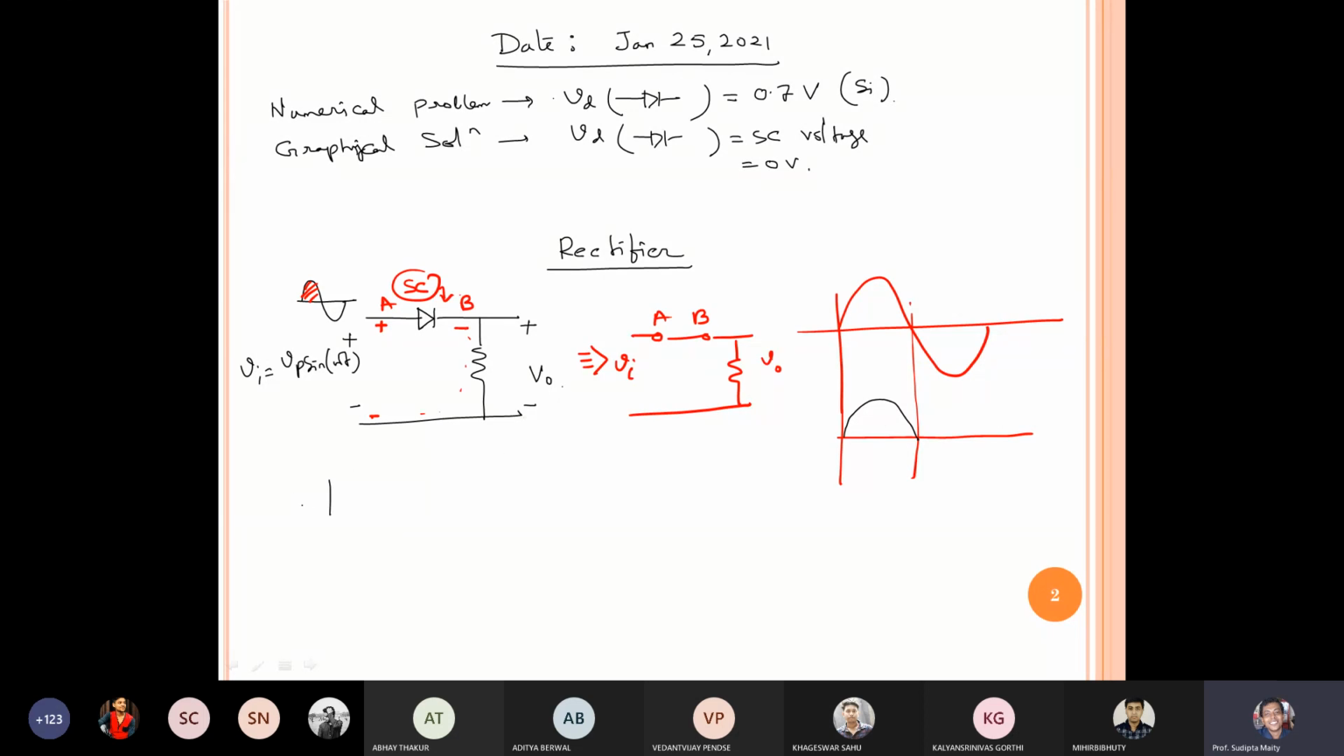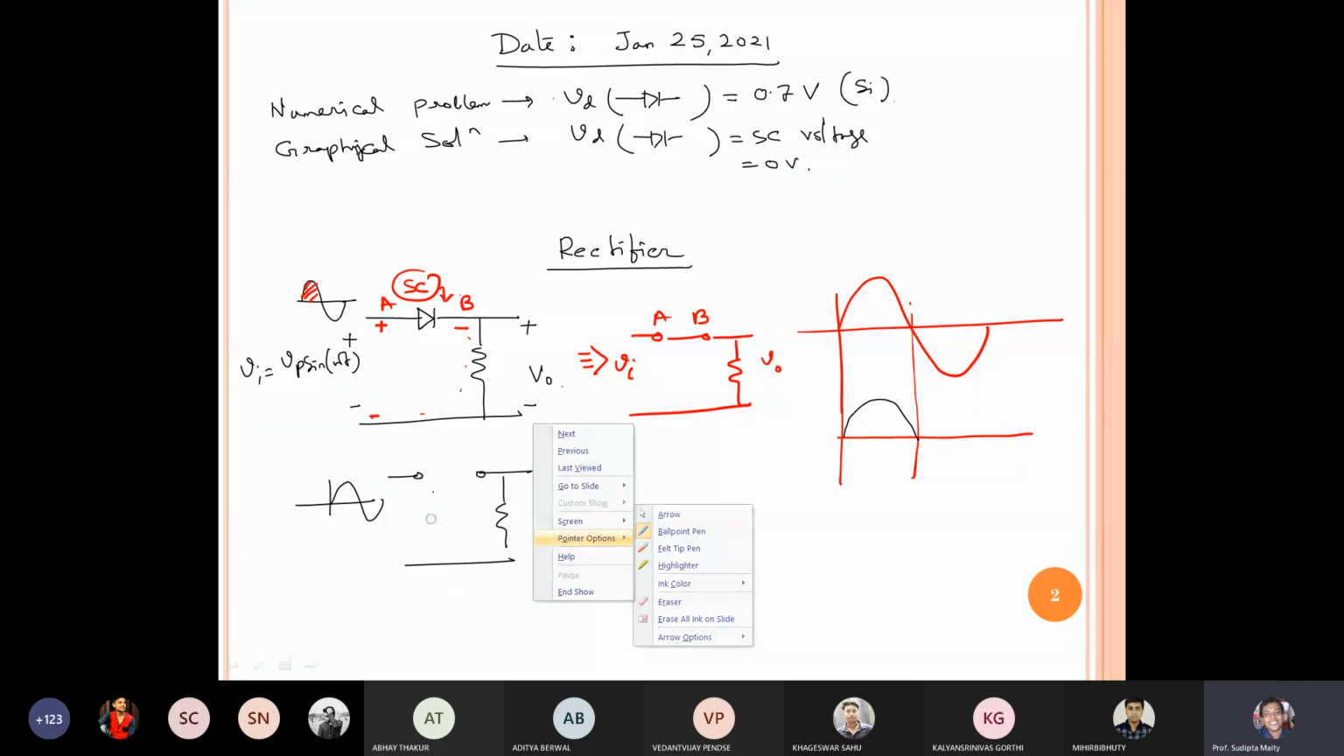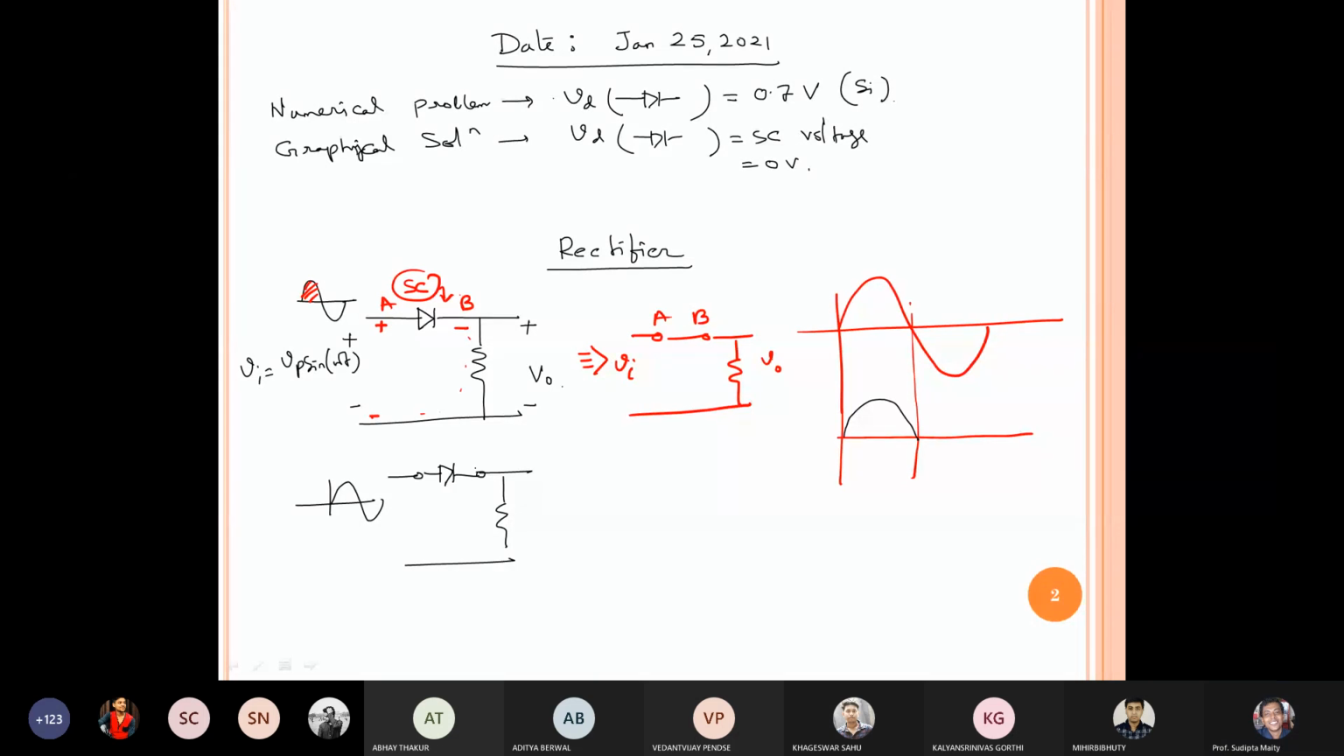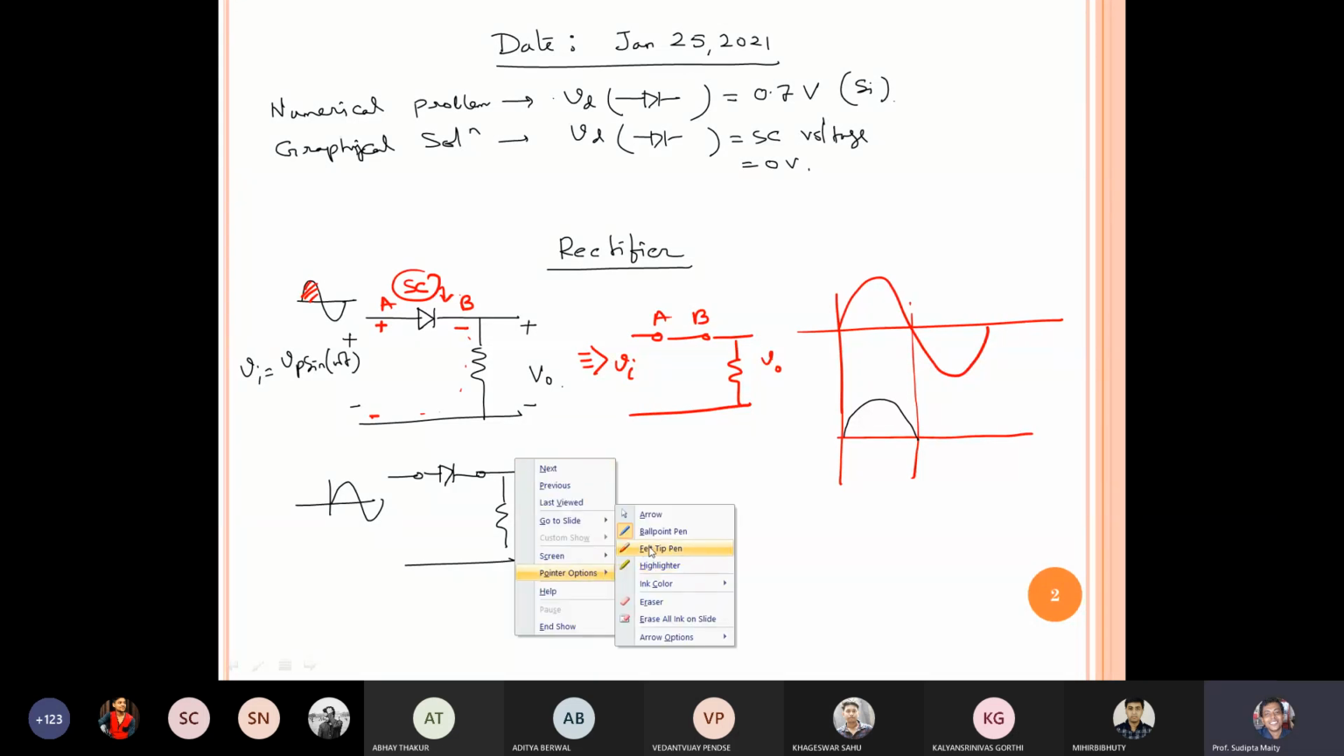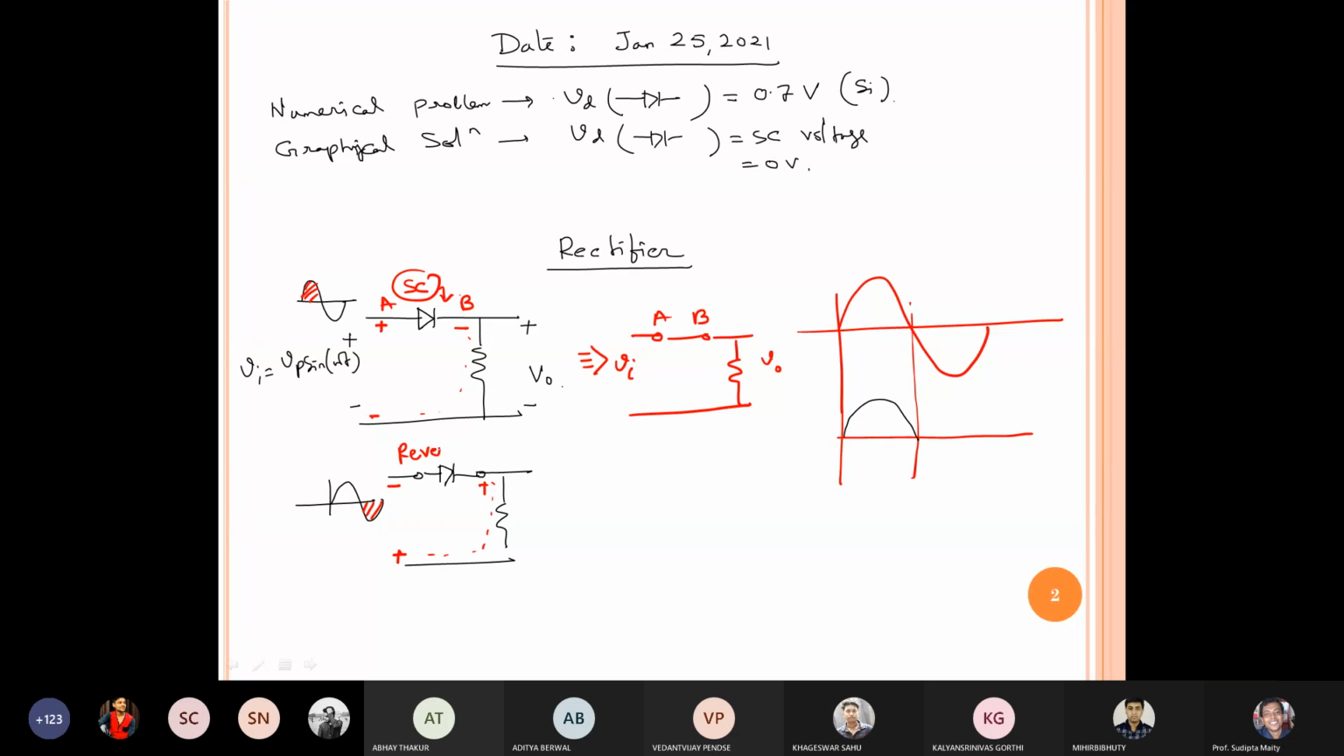Now for the negative half cycle, suppose this is my diode; in this position I have to place the diode. Let's check what will happen. Draw the diode. In the negative half cycle, we are considering this voltage. As it is negative here, that will be positive there, so we can assume this positive voltage is appearing over here. So it is reverse bias, and it will act as an open circuit.